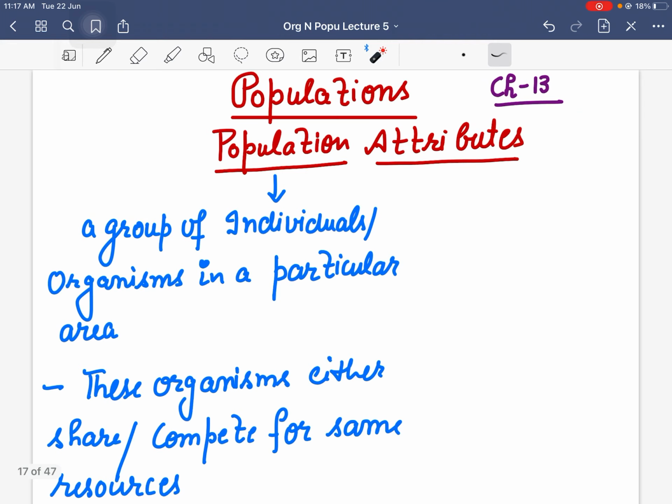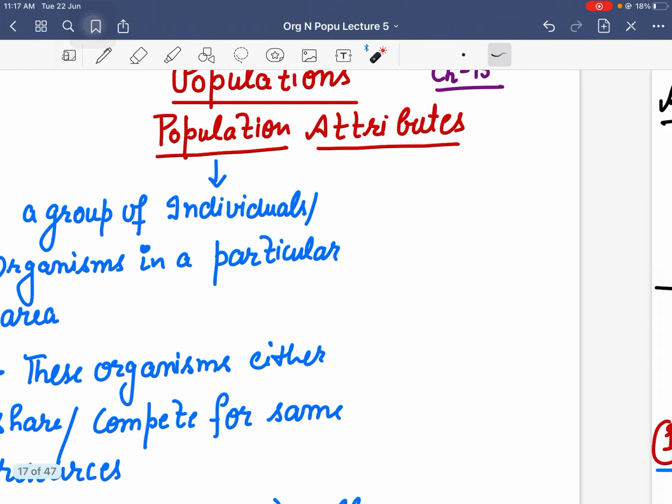Now the topic which we have to discuss today is population attributes.